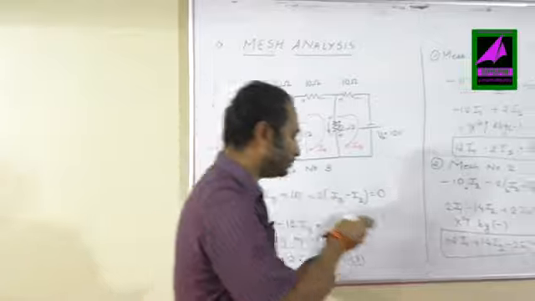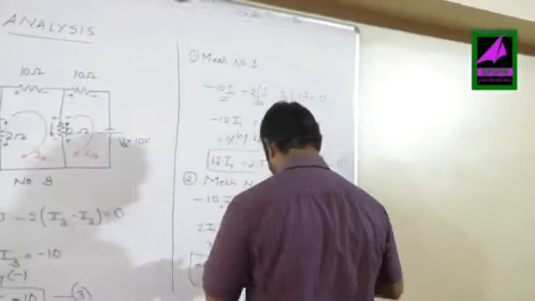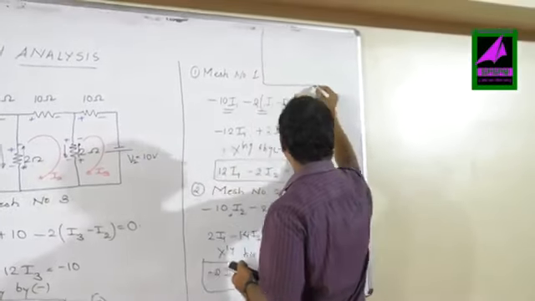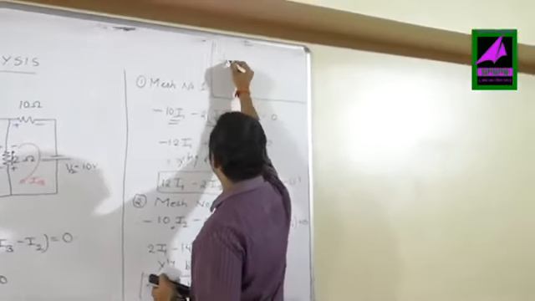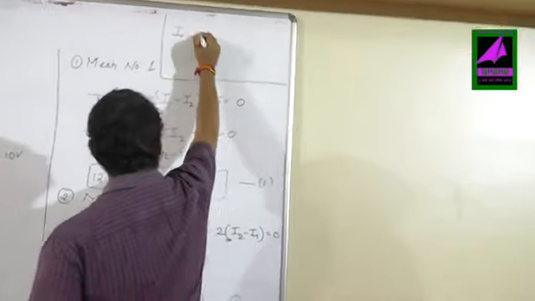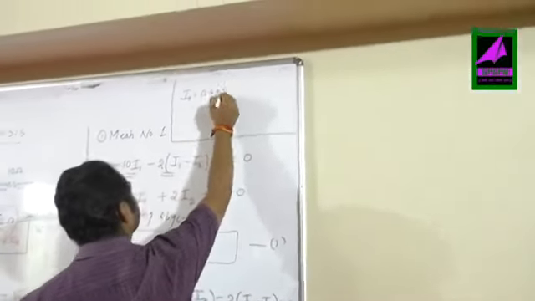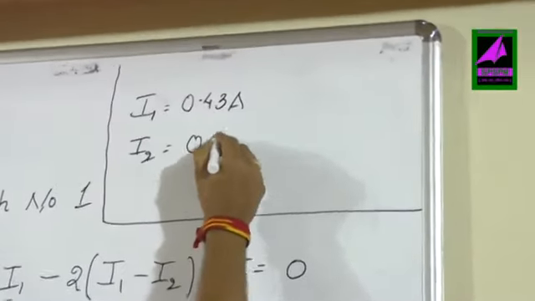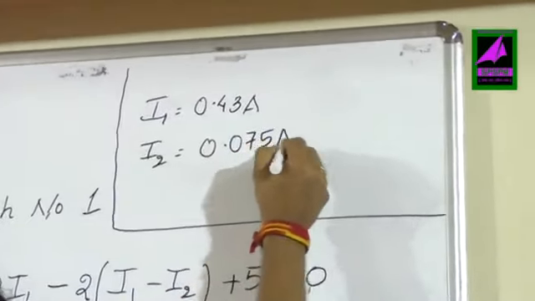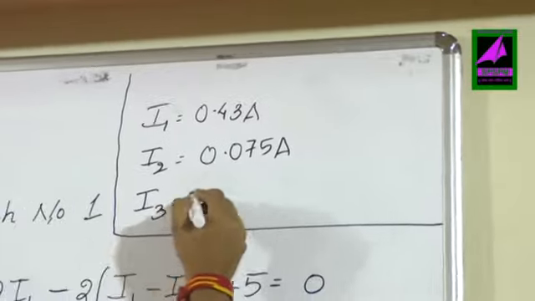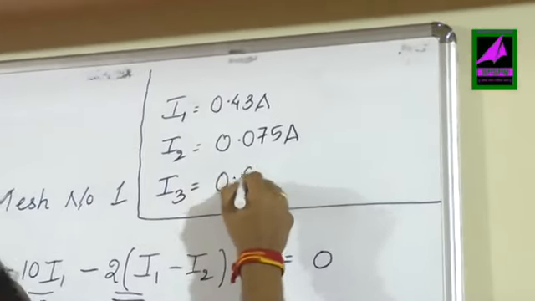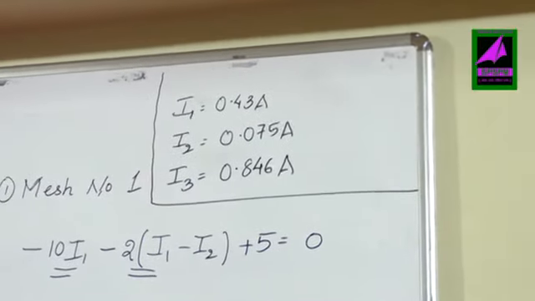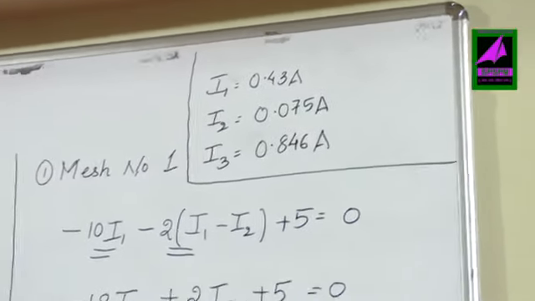And the answers that we are going to get at the end after solving this, I'll write it here: I1 is equal to 0.43 amperes, I2 is equal to 0.075 amperes, and I3 is equal to 0.846 amperes. We can use the calculators by using three unknowns in the calculators.